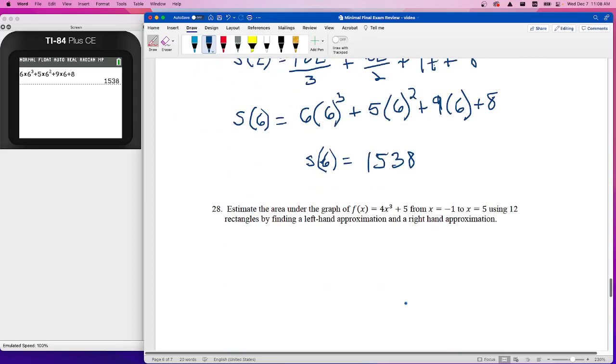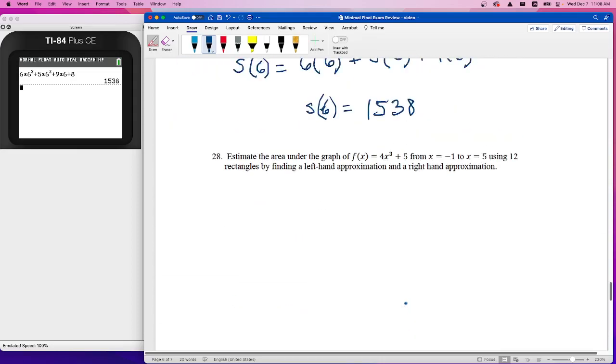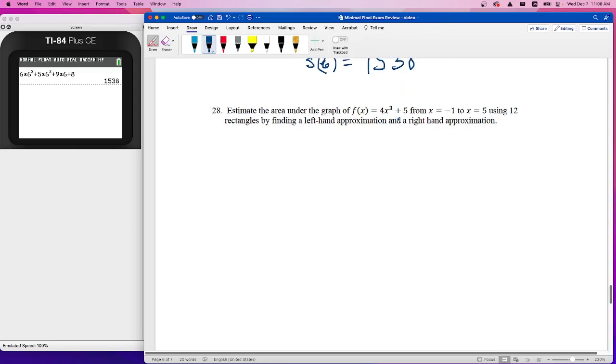All right, I think this will be the last one for, let's see, yeah, and then we get into that other review. So for this video, we'll just do this one. Estimate the area under the graph of here from x equals -1 to 5 using 12 rectangles by finding left-hand approximation and a right-hand approximation. So it's just kind of some practice.